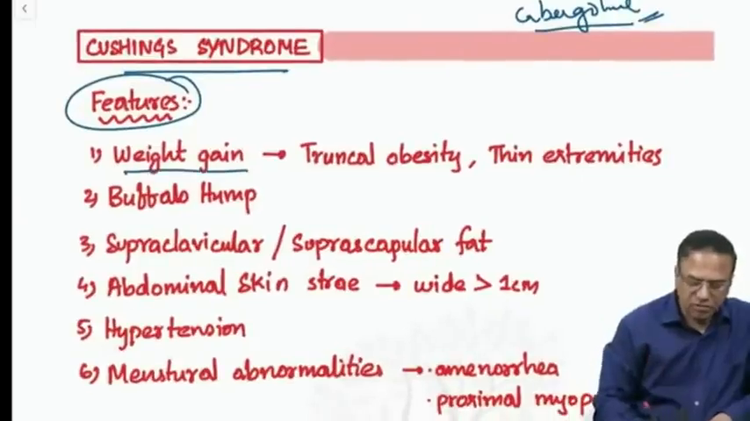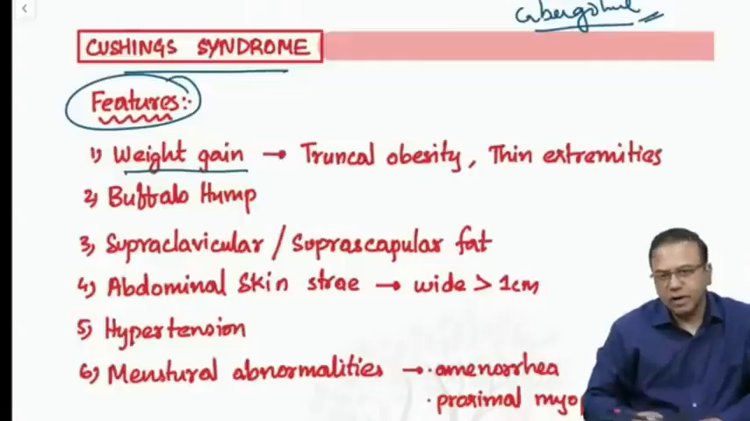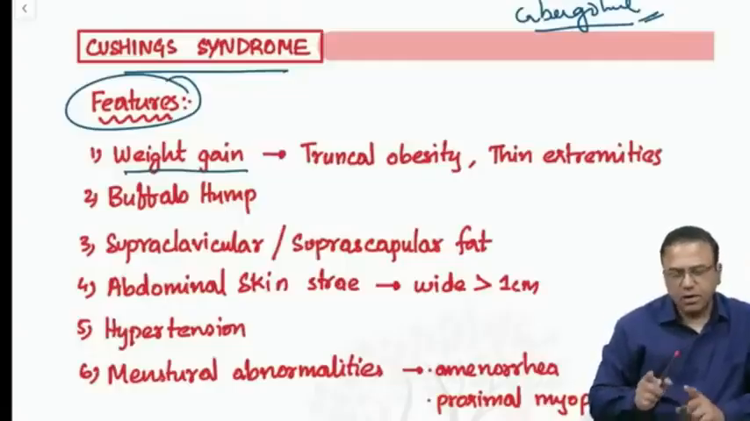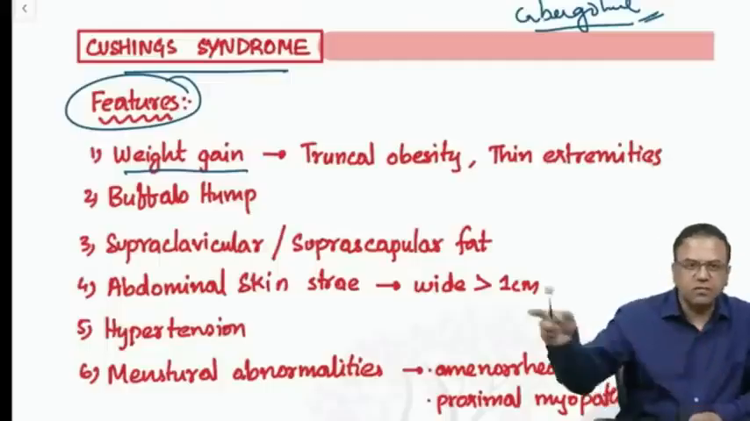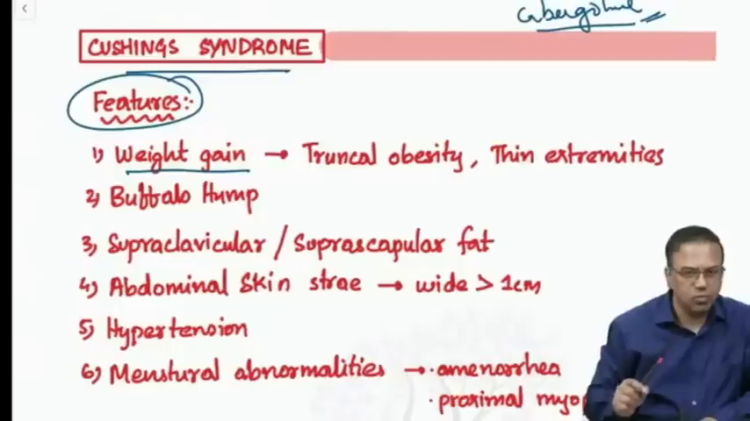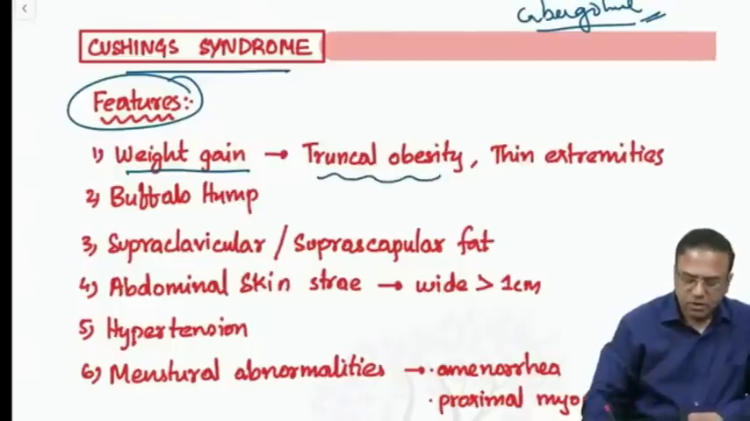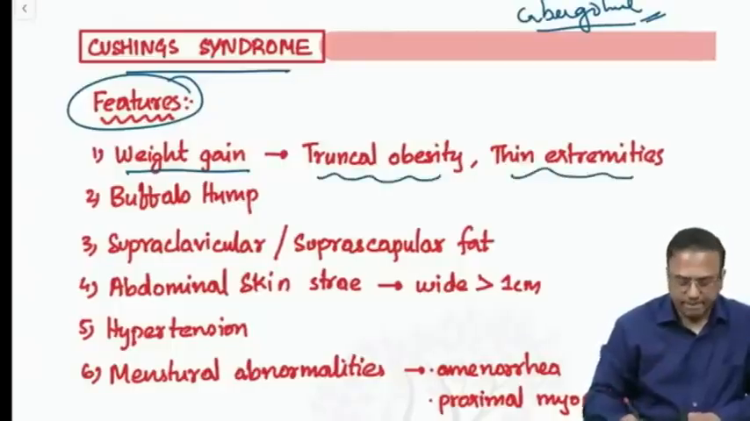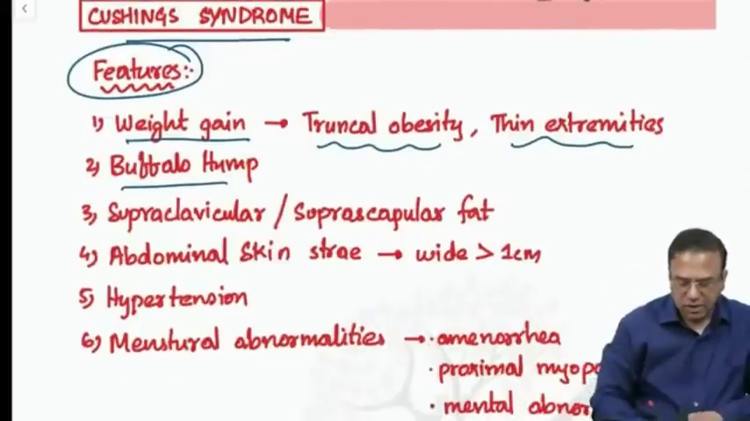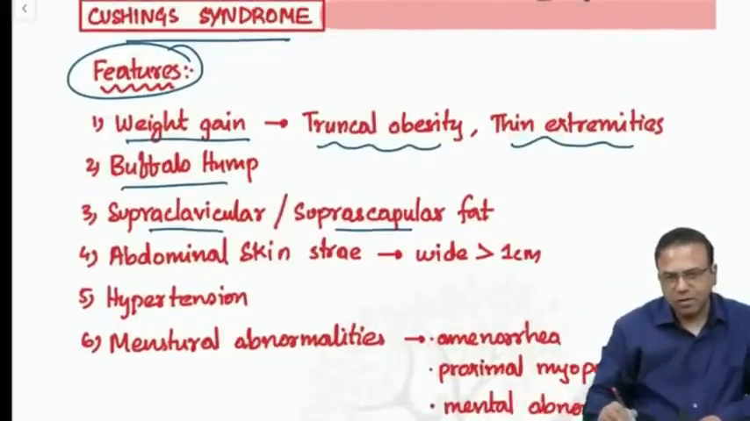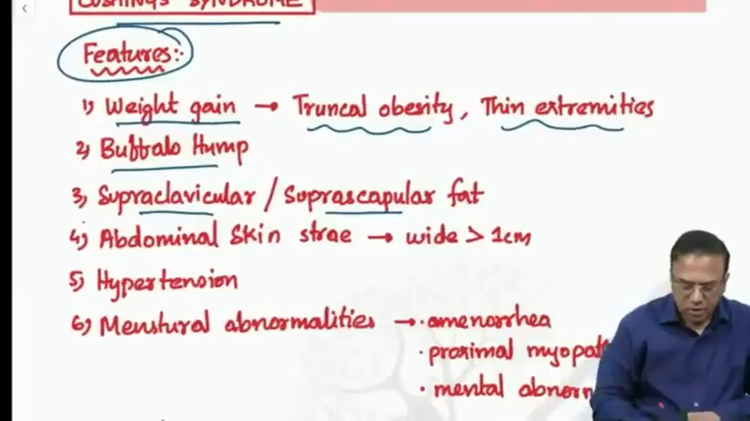So what are the main features in these patients? The most common problem is weight gain. Remember, weight gain can occur in Cushing, can occur in hypothyroid. Difference is hypothyroid is faster weight gain. This is very slow weight gain, especially in a pituitary adenoma. These patients have truncal obesity and thin extremities. Buffalo hump can occur. This is basically fat on the back, dorsal area. Supraclavicular, suprascapular fat can be there. Abdominal skin striae can occur.